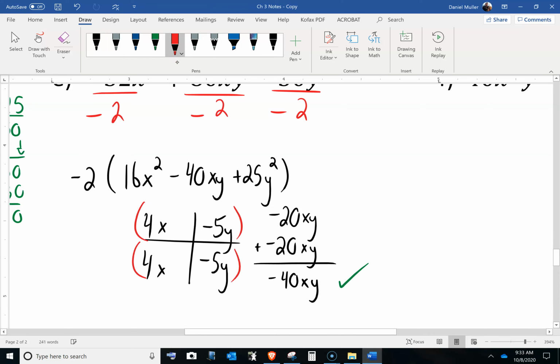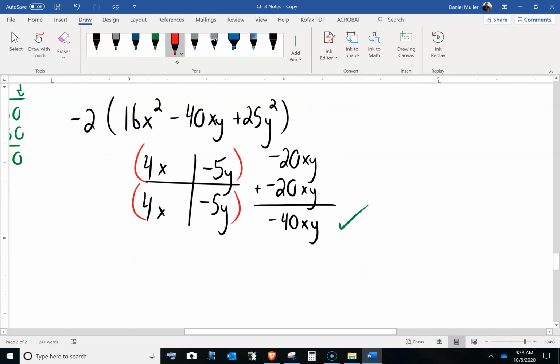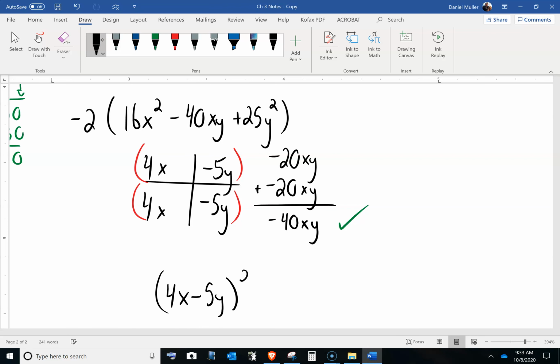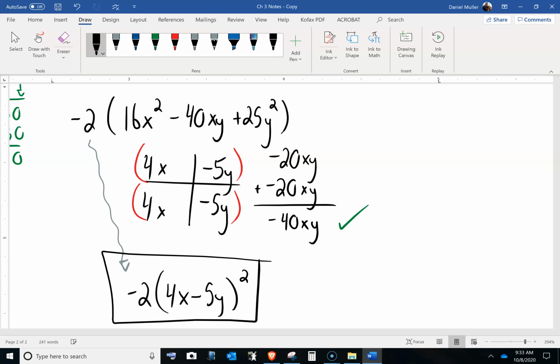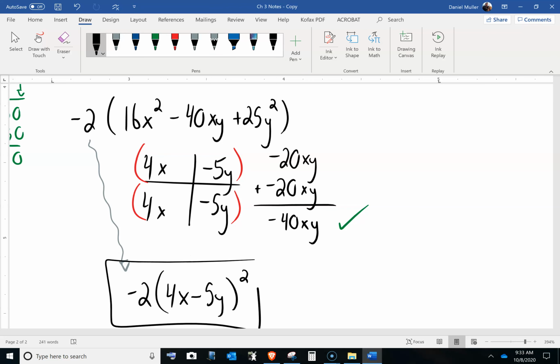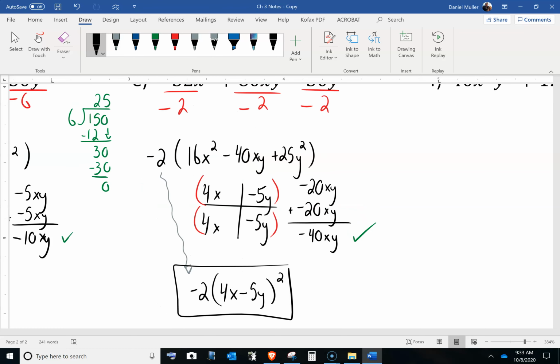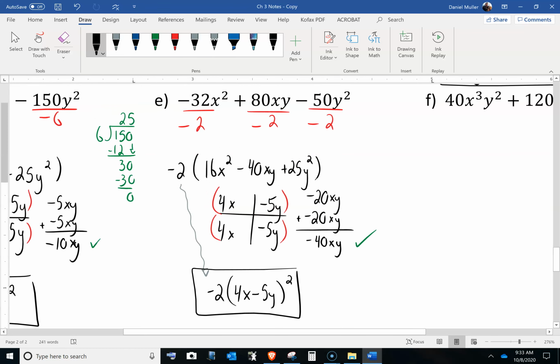So we have a 4x minus 5y and a 4x minus 5y. So I've got two of them. 4x minus 5y squared, and there's a negative 2 that I was able to take the GCF out of. This is now considered fully factored. Ooh, I don't like that. All right, let's try the next one.